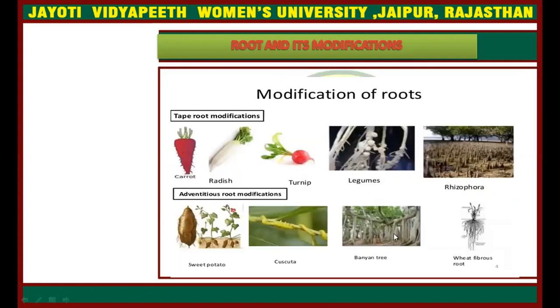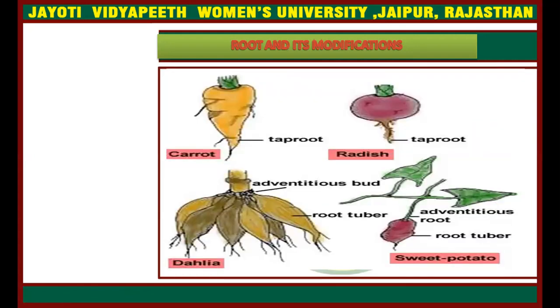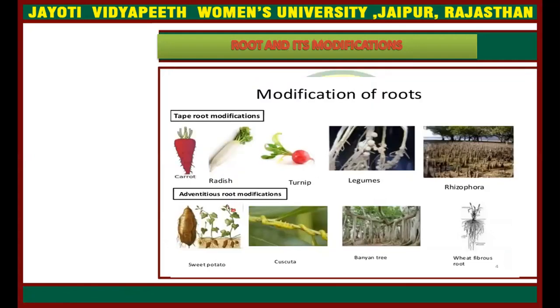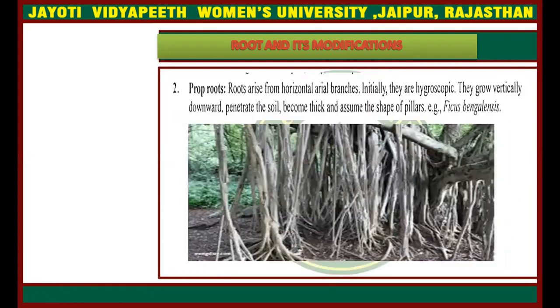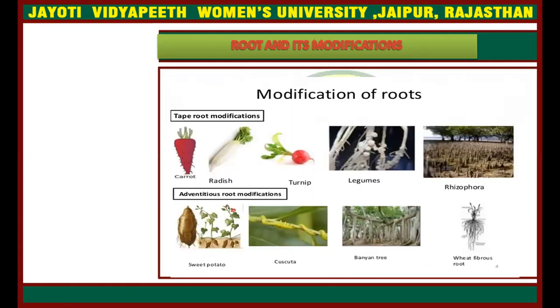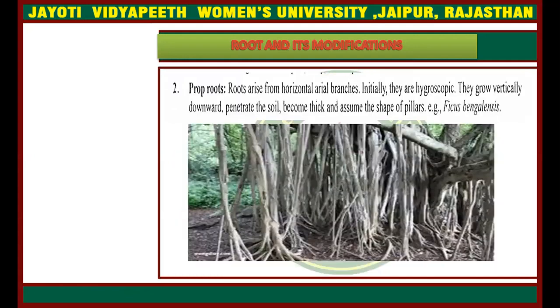So here some more modifications are here: radish, turnip, legumes, rhizophores, and these are the adventitious root modifications: sweet potato, cuscuta, the banyan tree, and the wheat fibrous root. So you see there are a number of modifications of the root.